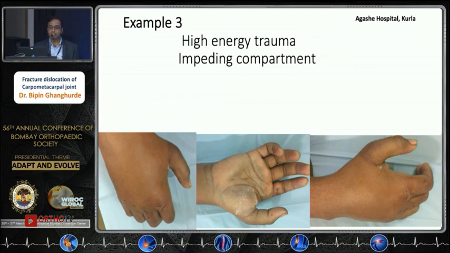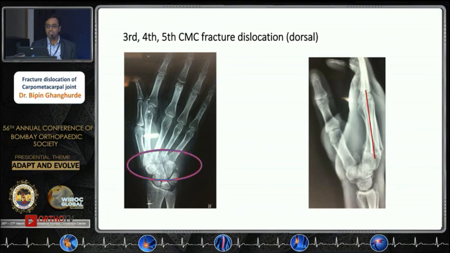This is another example. It is a high energy trauma with impending compartment syndrome. Most CMC joint fractures, if all the joints are involved like in this case, can lead to compartment syndrome. So you have to recognize this.